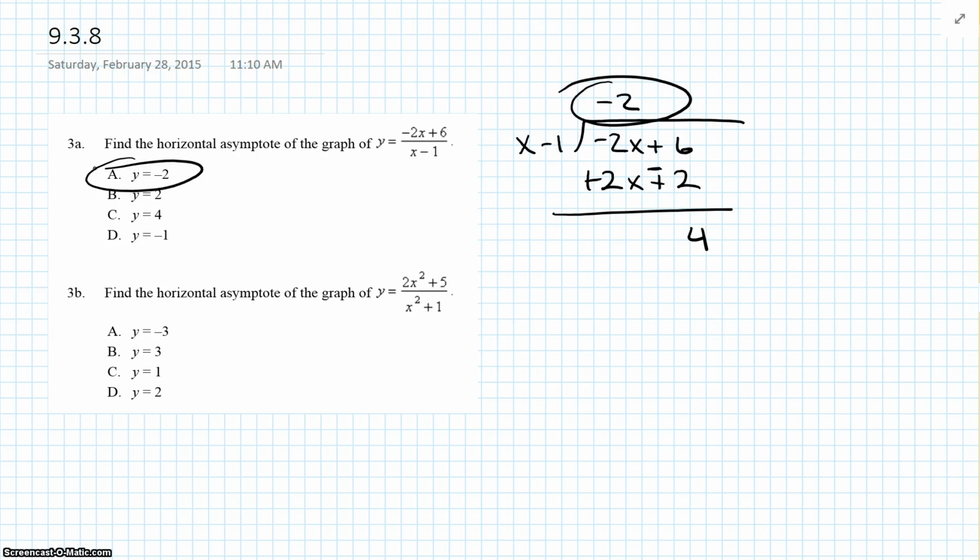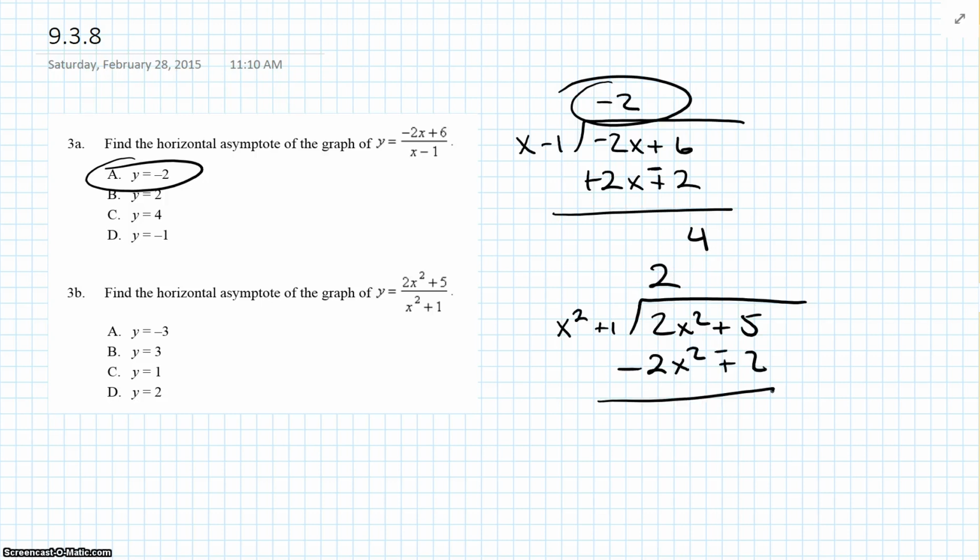All right, 3b. Find the horizontal asymptote. So x squared plus 1 goes into 2x squared plus 5. That'd be 2. So that'd be 2x squared plus 2. Change signs. So I got 3. So y equals 2.